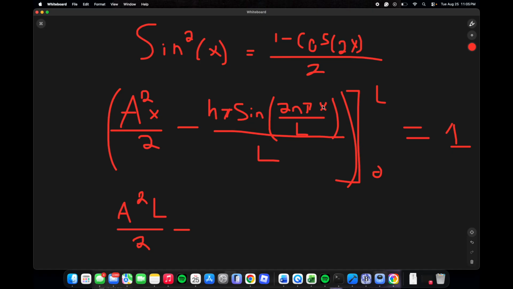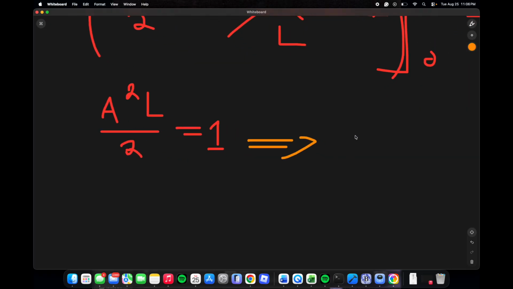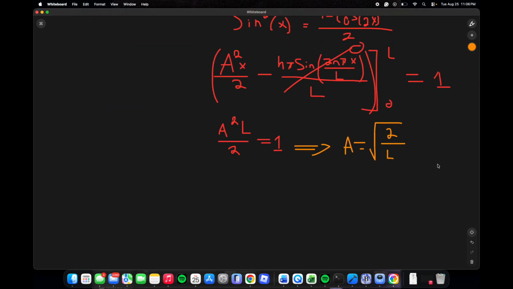L over L here cancels out. We're left with 2n pi. For all n, sine will be 0, so we can simply ignore this term here. This term goes to 0. So it simply says that a squared L over 2 is equal to 1, which implies that A, well, it doesn't imply, it shows that A is simply equal to the square root of 2 over L. All right, so that's how we find A.